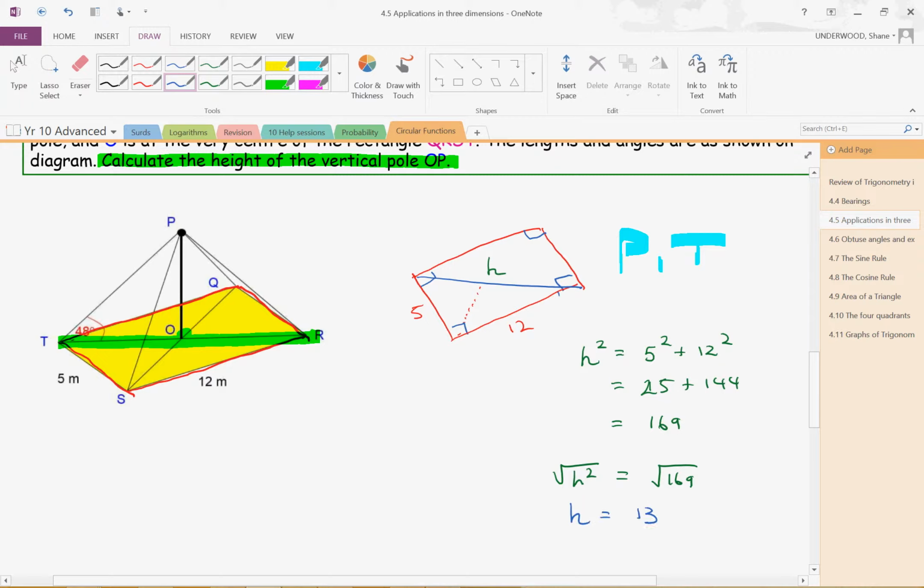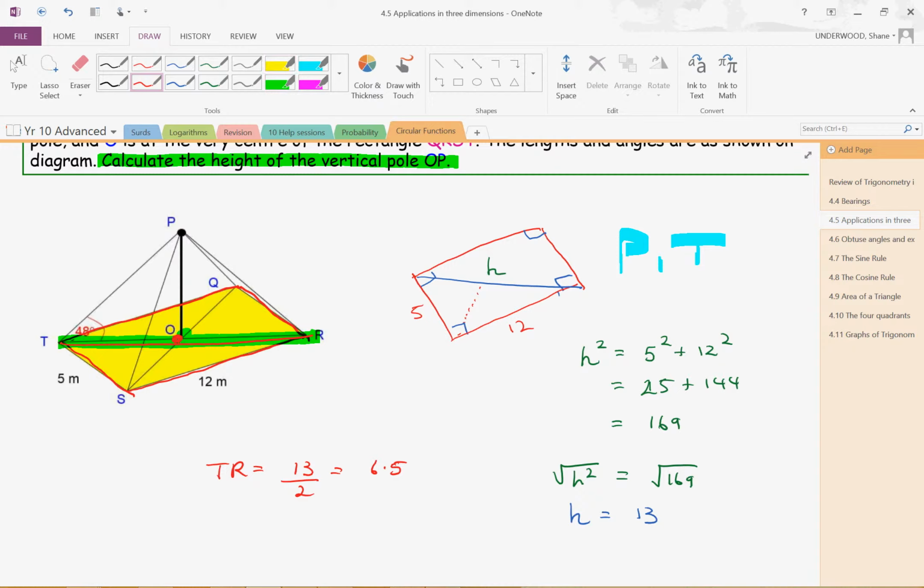Now that's all well and good, but we're told that this is the midpoint. The midpoint of the tent means that we're going to be looking at the midpoint of the line TR. The midpoint of the line TR is half of 13, so we can therefore say that TR is equal to 13 over 2, which we know is equal to 6.5 in decimals.